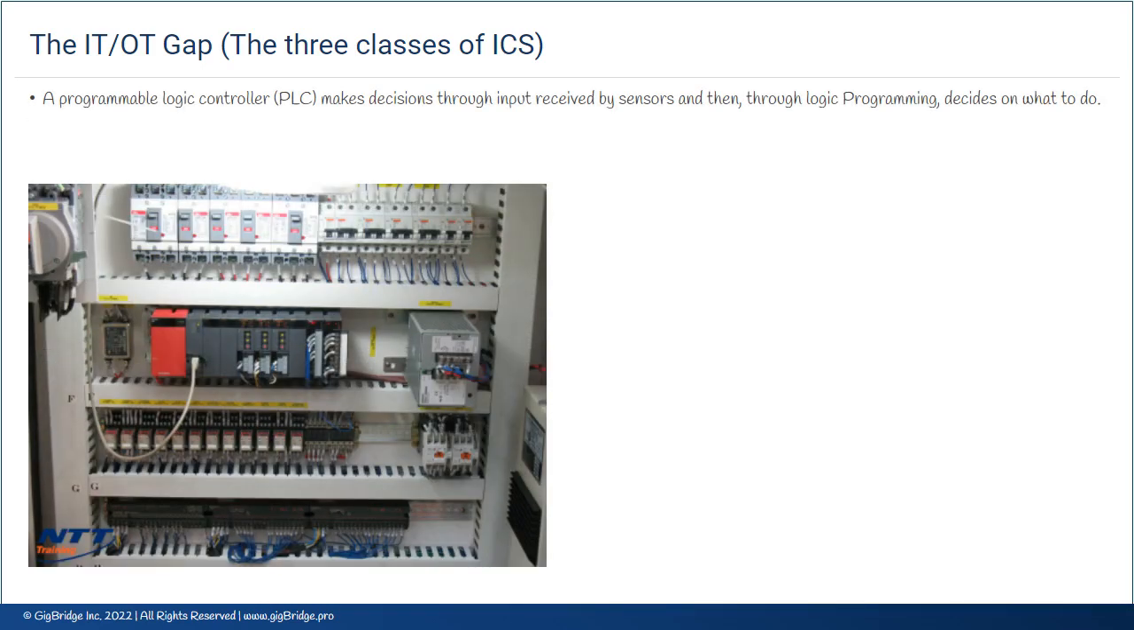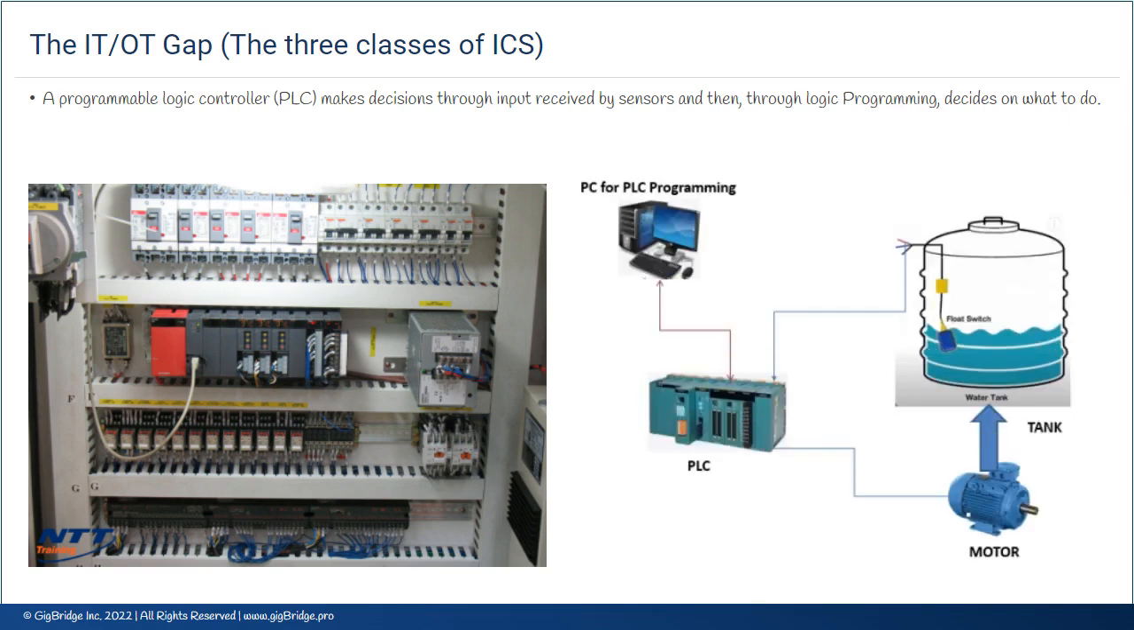PLC. A programmable logic controller, PLC, is the kind of industrial computer that controls the operation. It makes decisions through input received by sensors and then through logic. Programming decides what to do, e.g., turn on a motor or release pressure. PLCs are used within any industrial automation process and can also be part of a larger system, such as a DCS.